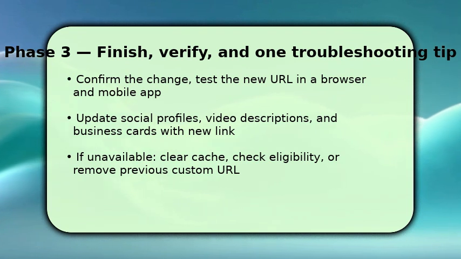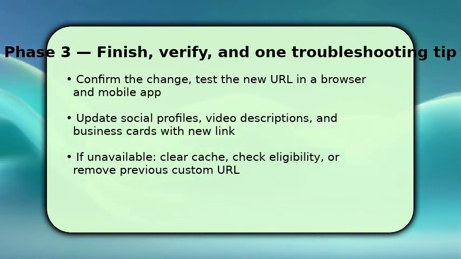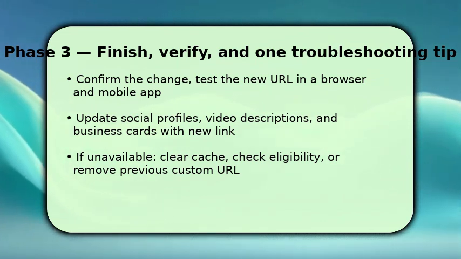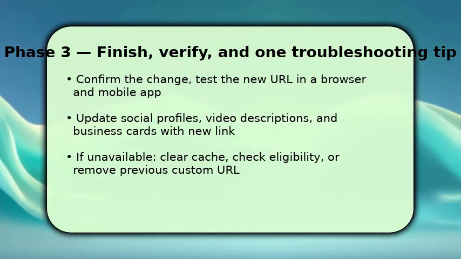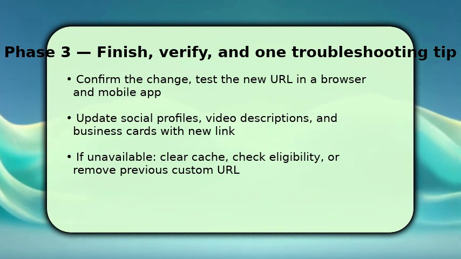If the change fails or the option never appeared, clear your browser cache and cookies, sign out and back in, and double-check eligibility requirements. Alternatively, visit Advanced Account Settings to remove an old custom URL and try again. That single tip solves most.